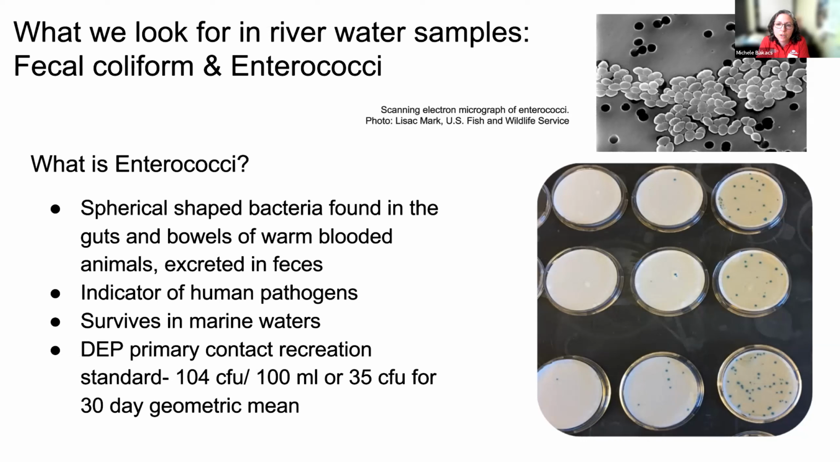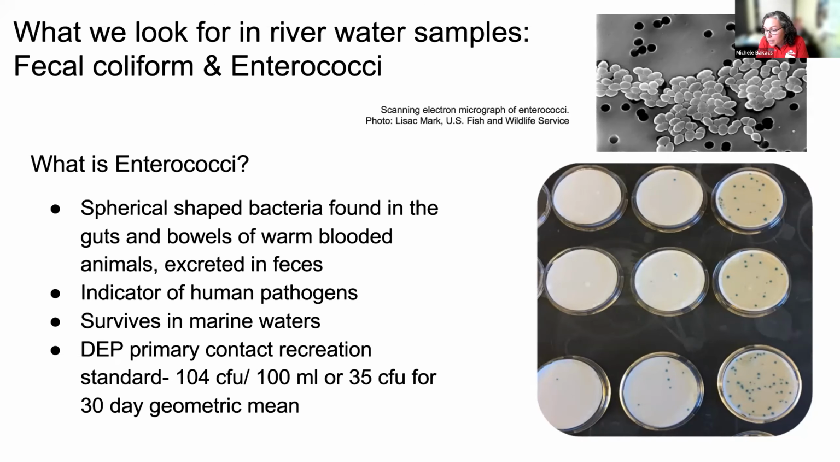You can see some pictures here. There's a picture of Enterococci on the upper right. It's a spherical shaped bacteria that's found in the guts of warm-blooded mammals, and then it's excreted in feces. So Enterococci in itself is not harmful, but it's an indicator that there might be other pathogens in the waterway that could make us sick.